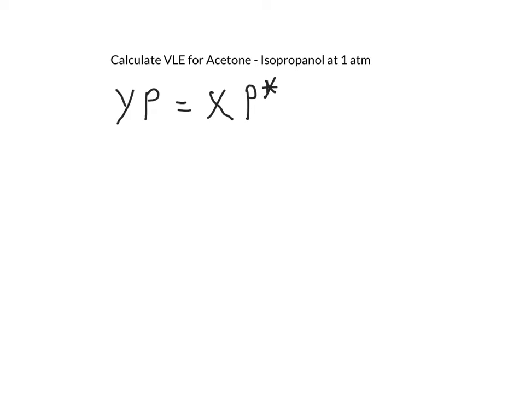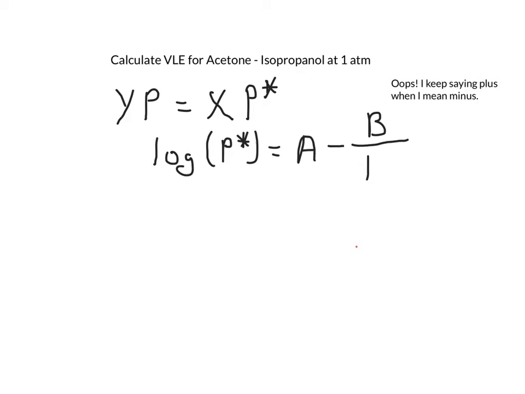Now the vapor pressure is usually calculated using Antoine's equation, which has the form log, that's log base 10, of the vapor pressure is equal to a constant plus a second constant divided by the temperature and a third constant.